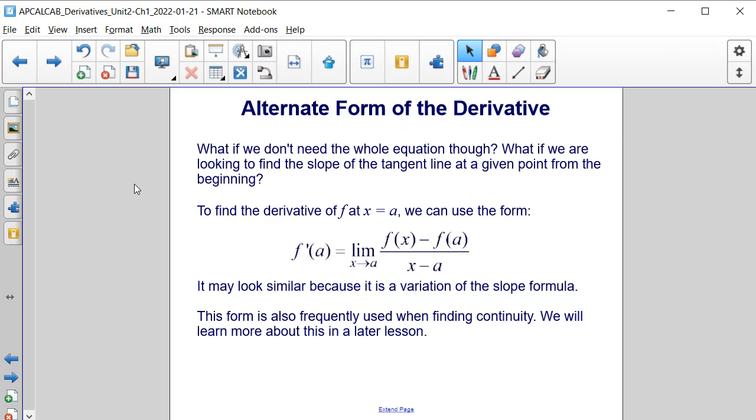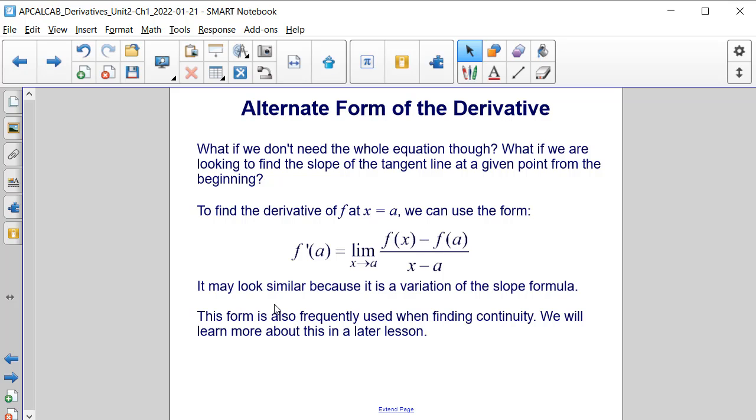What if we don't need the whole equation, though? What if we are looking to find the slope of the tangent line at a given point from the beginning? Well, to find the derivative of f at x equals a, we can use the form f prime of a is equal to the limit as x approaches a of f of x minus f of a all divided by the quantity x minus a.